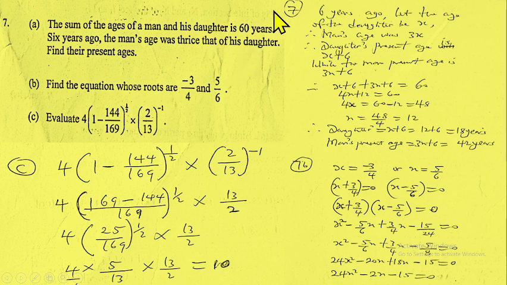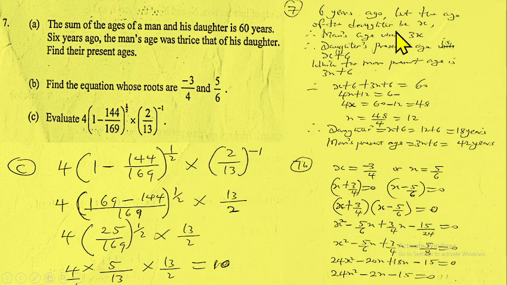So we can say that 6 years ago, let the age of the daughter be x. If the age of the daughter 6 years ago was x, what will be the age of the man? The age of the man will be 3x, because we are told that the age of the man is thrice that of the daughter.